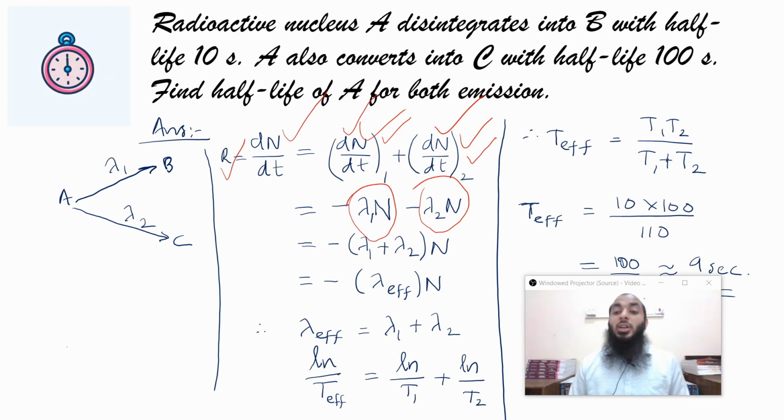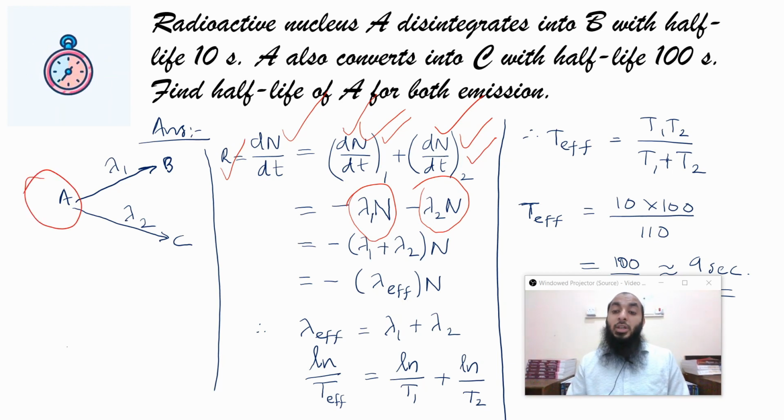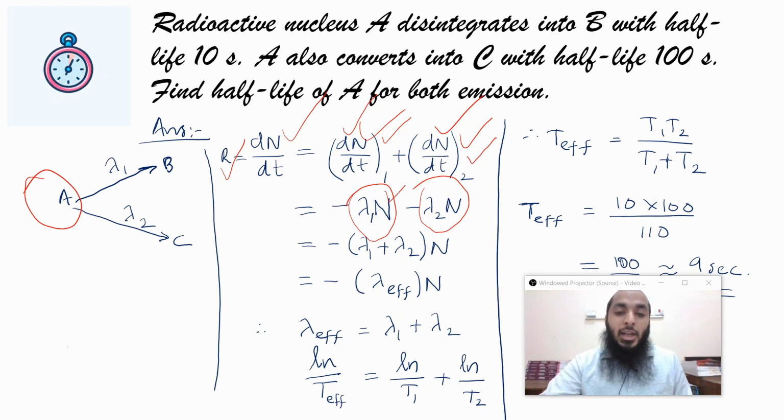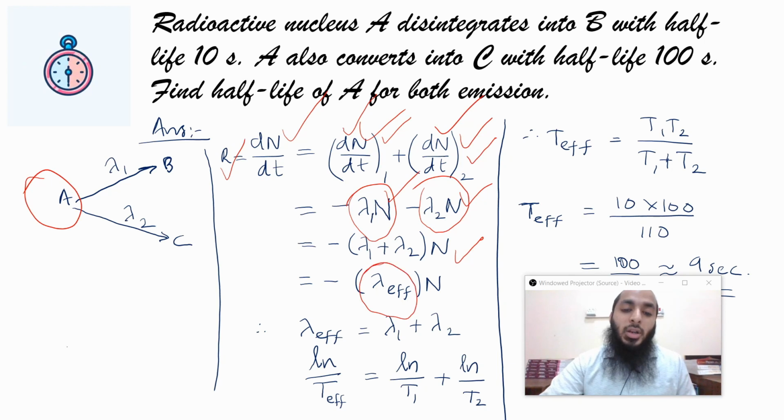Here n is the total number of atoms present. So at any instant, the total number of atoms of A will be the same, whether you're talking about formation of B or formation of C. So that's why n is written over here. So it will be minus lambda 1 into n minus lambda 2 into n. If you take minus n common, it will be minus (lambda 1 plus lambda 2) into n. And this lambda 1 plus lambda 2 can be written as lambda effective.